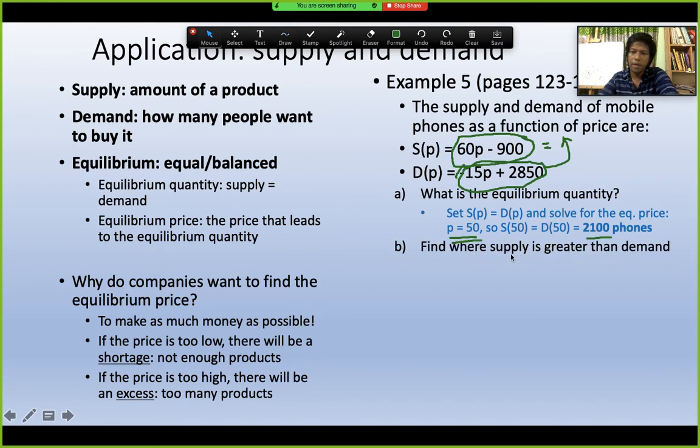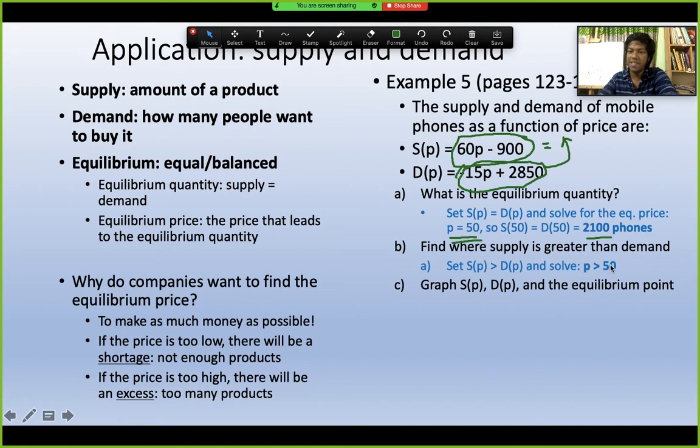And where the supply is greater than demand, if that is the question, then we can consider S of P greater than D of P. From here, you put the values of S of P and D of P, and you will find the price is greater than $50. If the price is greater than $50, then supply is greater than demand.